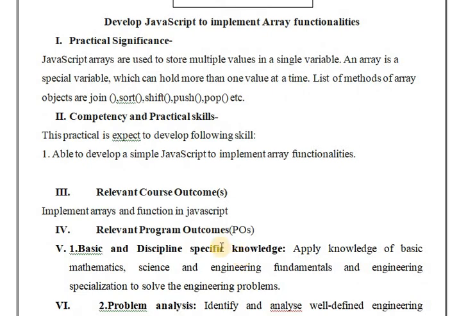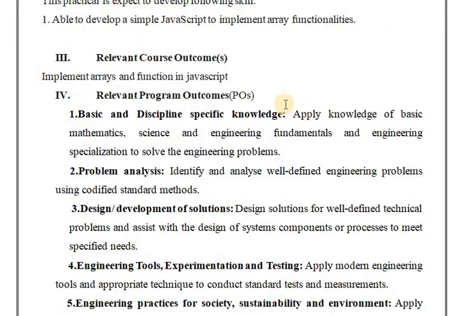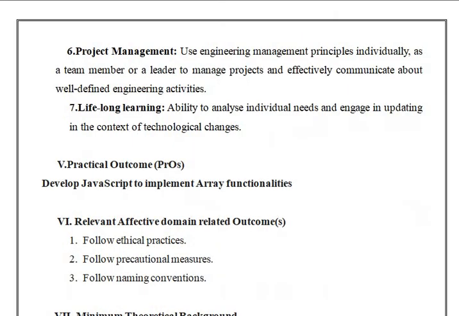First program outcome is basic and discipline specific knowledge. Second is the problem analysis. Third is design and development of solutions. Fourth is the engineering tools, experimentation and testing. Fifth is the engineering practices for society, sustainability and environment. Sixth is the project management, and the seventh is lifelong learning.